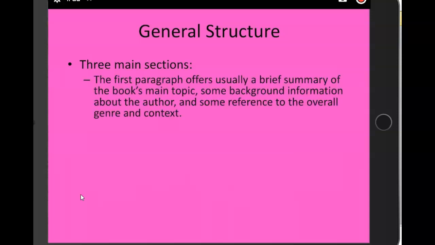There's usually the first paragraph, sometimes 2 depending on the length, that offers usually a brief summary of the book's main topic. Some background info about the author might be included, could also be later on, but it often can be in the first paragraph. It's a great way to start off as well. And there might be some reference to the overall genre and context, right, to place this book in a larger context of why it has been published.